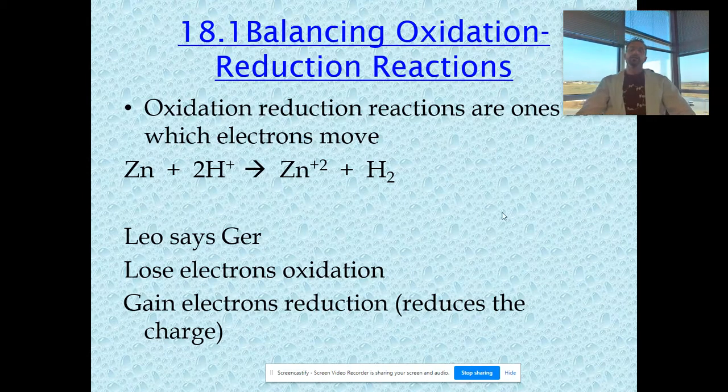That's right. It's going to lose electrons. In order to go from no charge to +2, it has to lose electrons. And I know you said it's going to lose electrons because I heard you say that. And so when it loses electrons, it is oxidized. So zinc is being oxidized here.